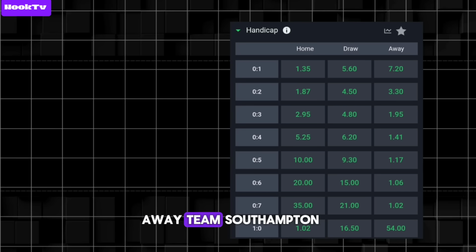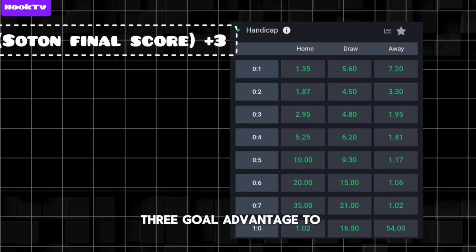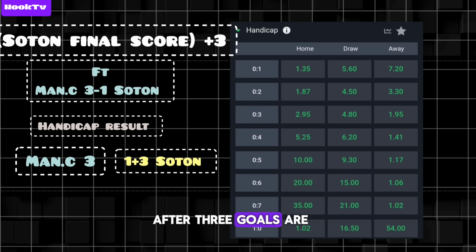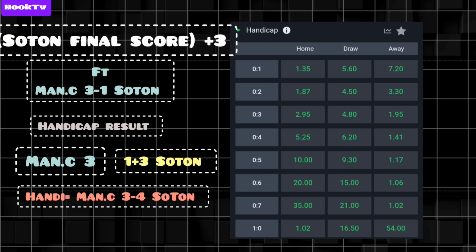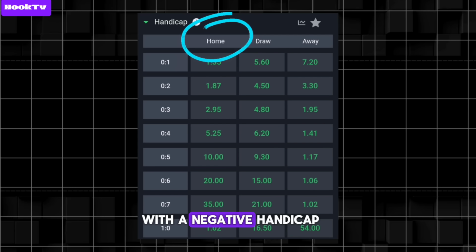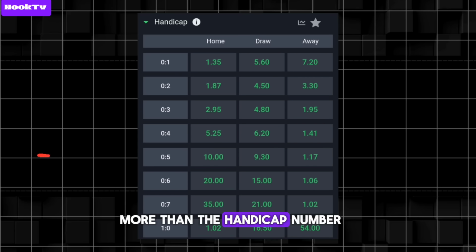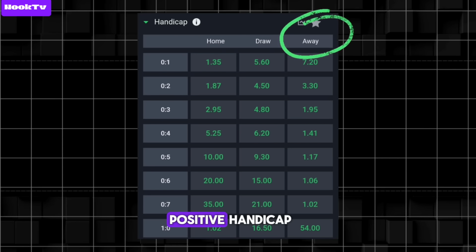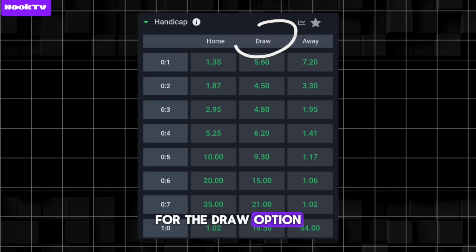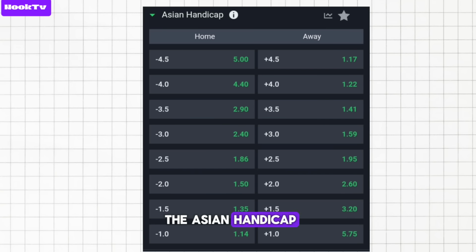If you pick the away team, Southampton, you're giving them a 3-goal advantage. To win this bet, Southampton must be in the lead after 3 goals are added to their final score. So, even if they lose by up to 2 goals, you would still win the bet. In summary, for the home team to win with a negative handicap, they must win by more than the handicap number. For the away team to win with a positive handicap, they need to be in the lead after the handicap is applied. For the draw option, the final adjusted score must result in a draw after the handicap is applied. Now, let's talk about the Asian handicap.